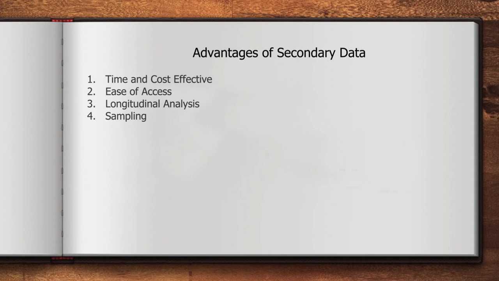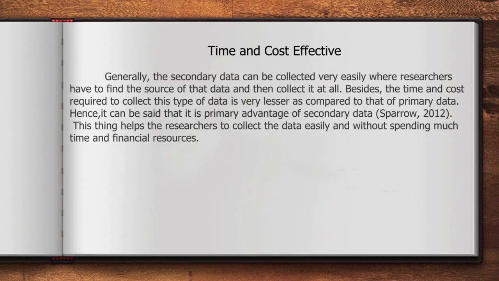The advantages of secondary data refer to the benefits and importance of using secondarily collected records and data in a research study. Some of the advantages of secondary data include time and cost effectiveness, ease of access, longitudinal analysis, and sampling. First one, we have time and cost effectiveness.